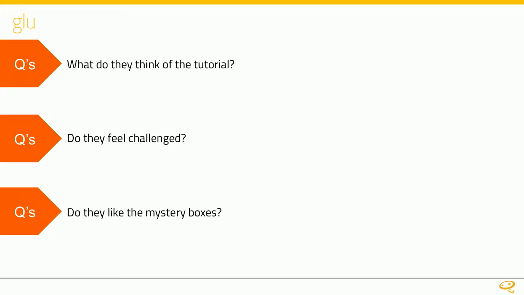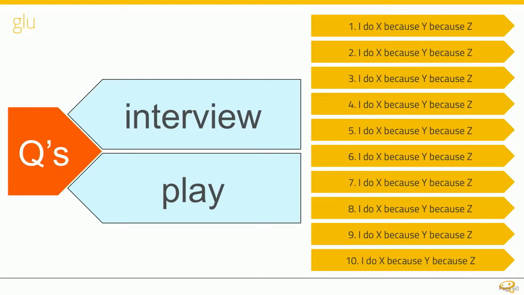From interviewing the team and playing the game, you start to create a list. The list of things you hear from your team, what they want to know from the study, and you'll start to hear similar things. Like, I want to know what the players think about the tutorial. I want to know if they feel challenged. I want to know if they like the mystery boxes. You keep those things in the back of your mind, right? And then you play the game a lot. And as you play, you start to make your list of success factors.